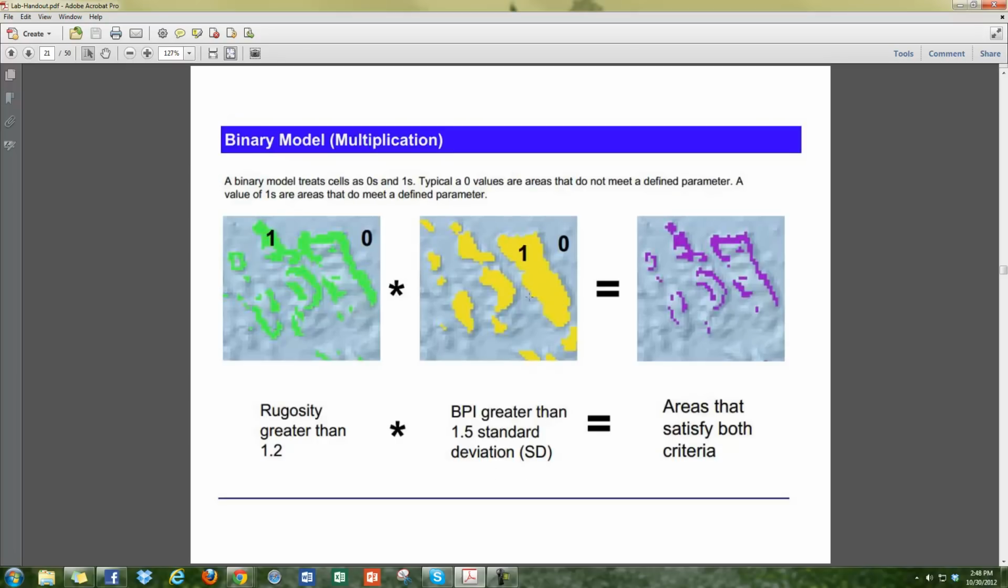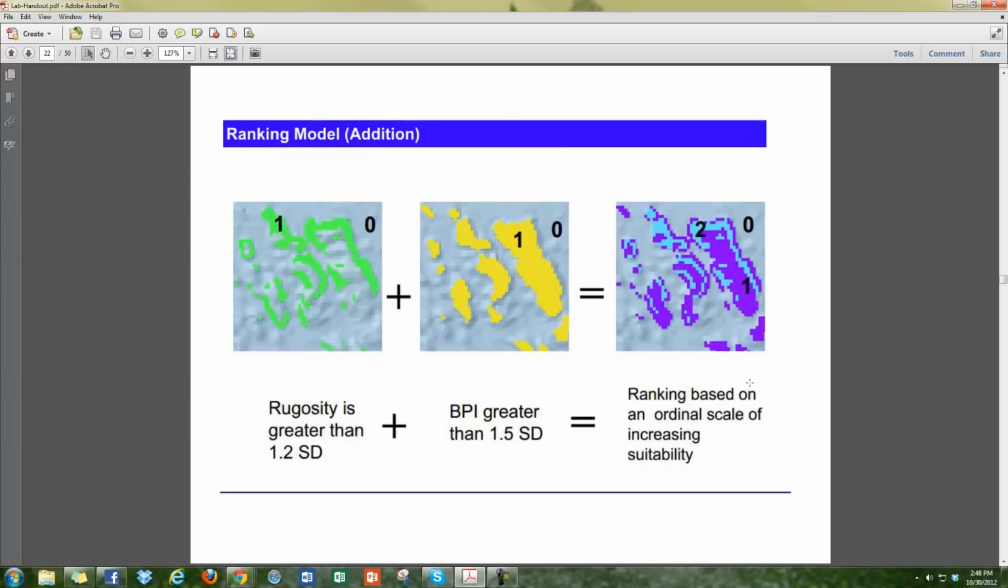make true or false. And then what we do is we multiply these two rasters together to find an area that satisfies both. If there's a place, for example, where it's 1 here but 0 there, you're going to end up getting 0 because 1 times 0 is 0. What you get here is the ideal habitat. This habitat meets all criteria. That's going to be the binary model.